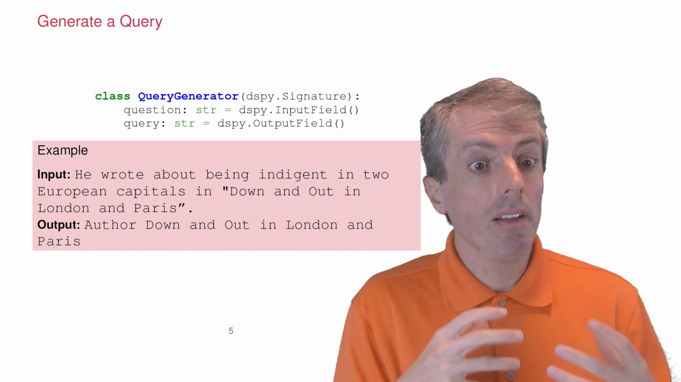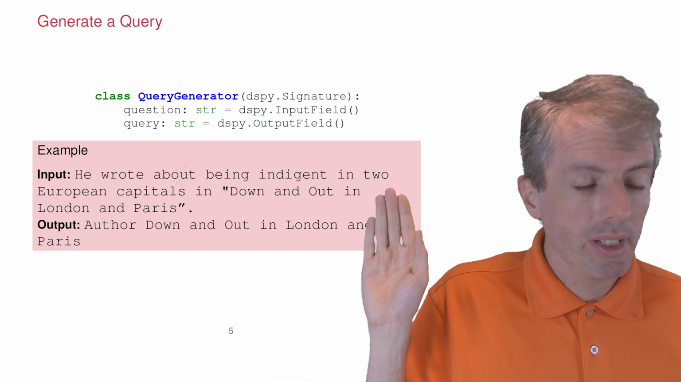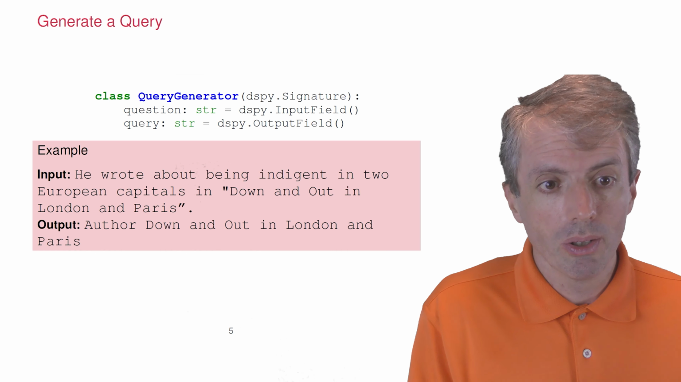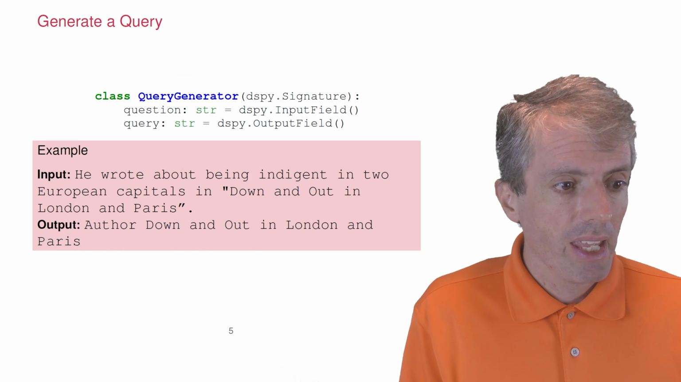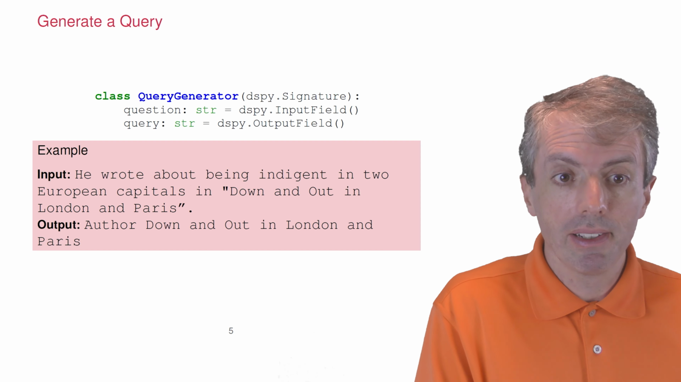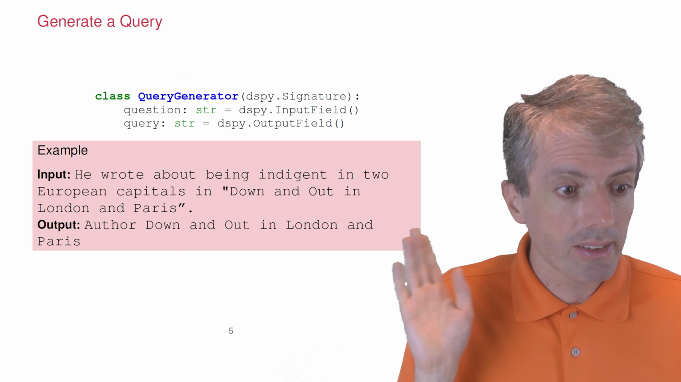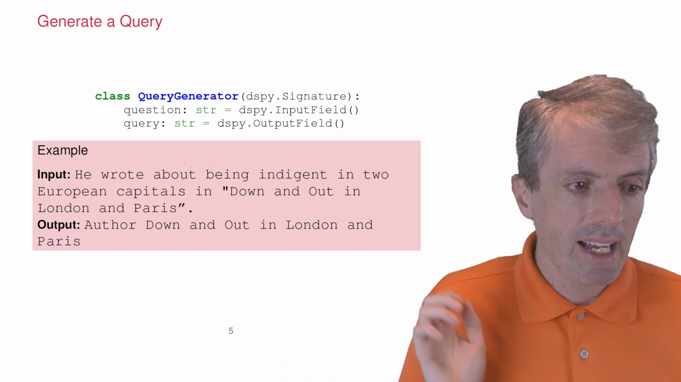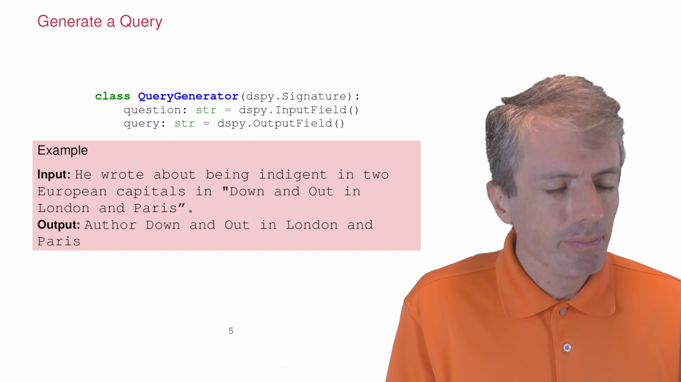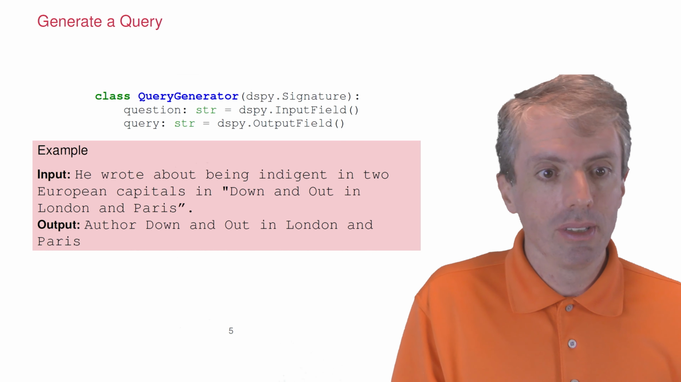The first step is we need to tell DSPy how to generate a query. You need to take the question as input, and then given that input, generate a search term that can find similar questions in your history of quiz bowl questions. So, for example, if you have the string, he wrote about being indigent in 2 European capitals and down and out in London and Paris, you might say, he wrote means that this is an author, so let's try to find author down and out in London and Paris. And because TF-IDF ignores words like of, we'll leave that out, it's unimportant. So this is what it should ideally be doing. Who knows if we'll actually get there.